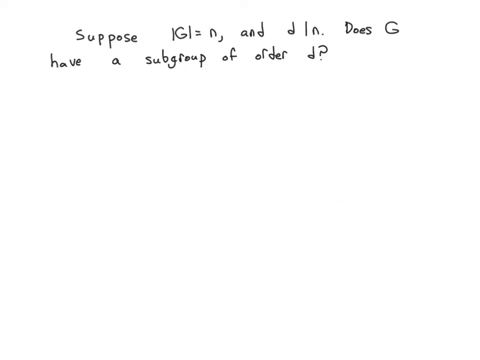Here comes an incredibly mean question. So suppose your group has order n, and suppose D is a divisor of n. Is it necessarily the case that G has a subgroup of order D? So we've already shown that if H is a subgroup of G, then the order of H has to divide the order of G. But what about the opposite?